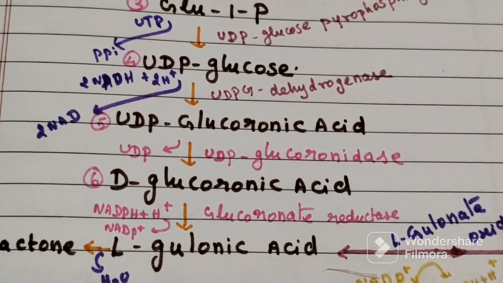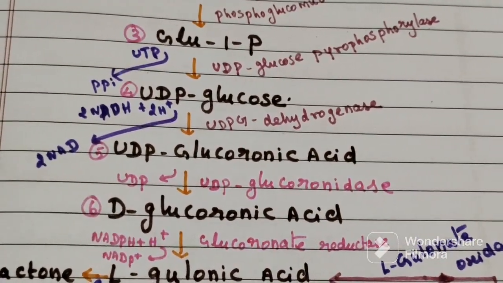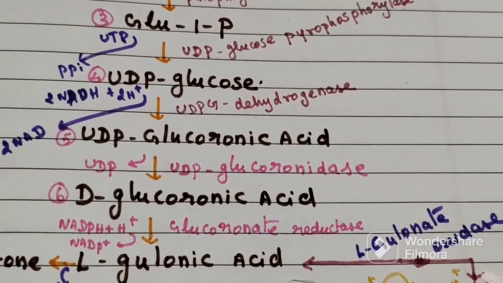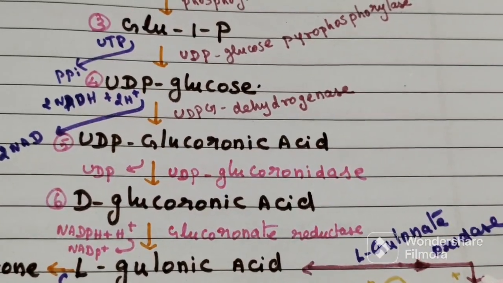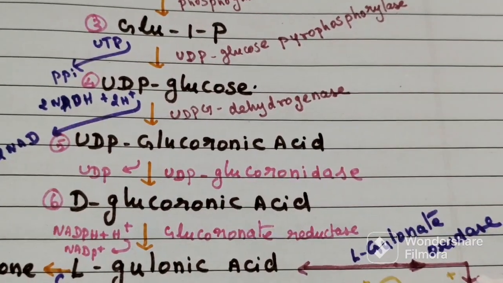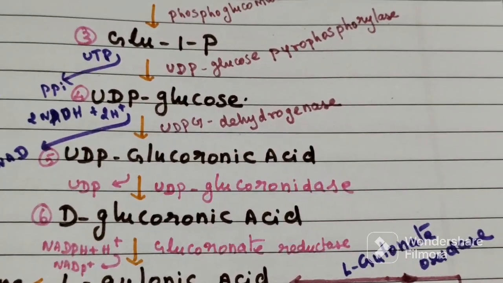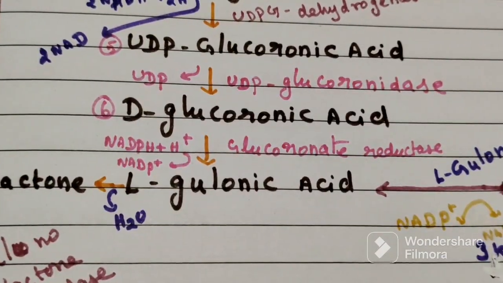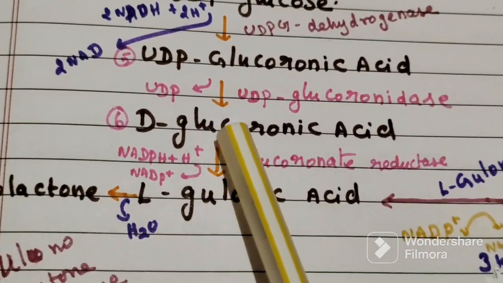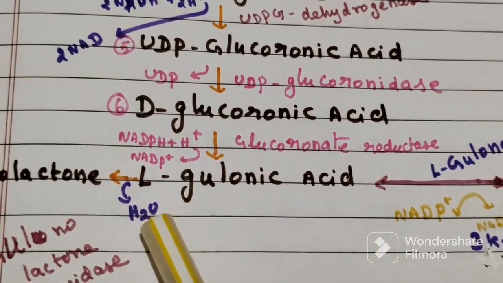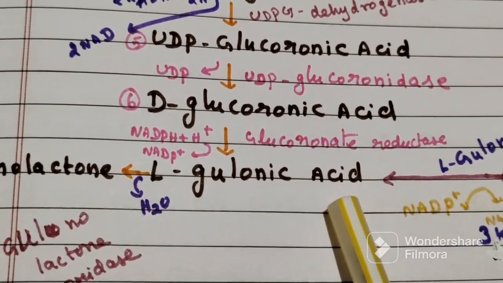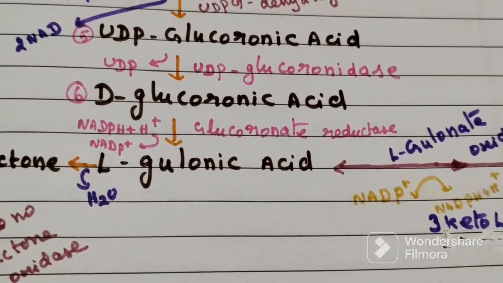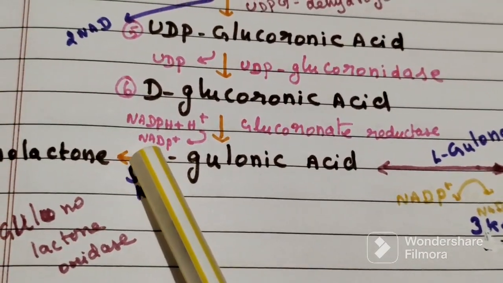After this, UDP glucuronic acid will be converted into D-glucuronic acid by the enzyme glucuronidase. In this reaction, one molecule of UDP will be released. Then the D-glucuronic acid is converted into L-gulonic acid by the enzyme glucuronate reductase. NADPH2 will be converted into NADP.